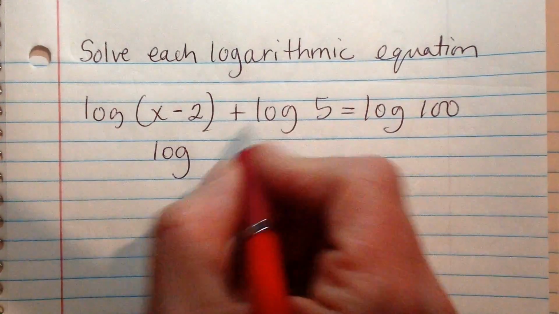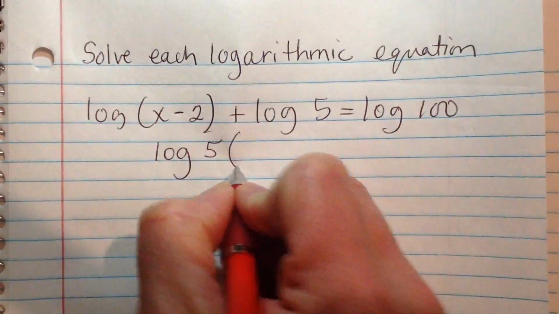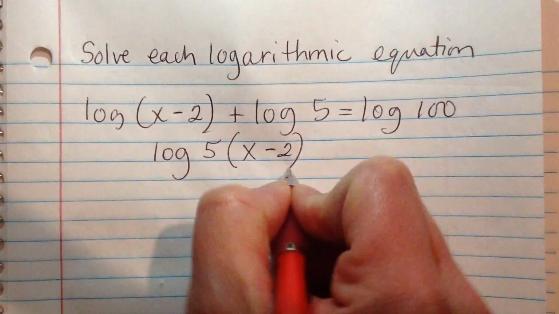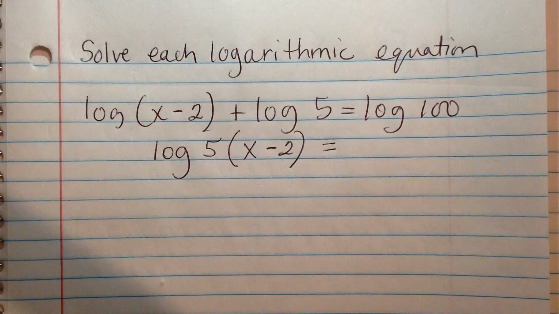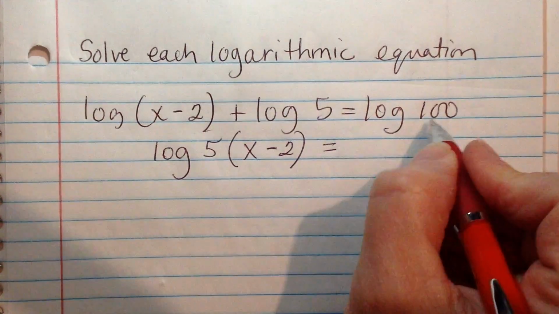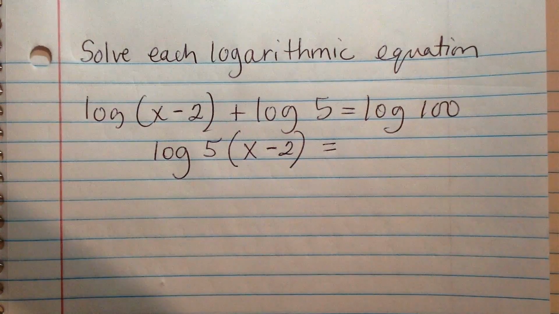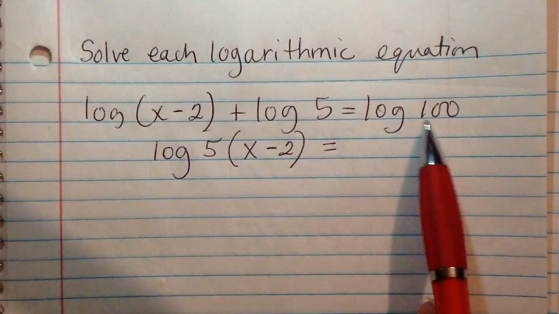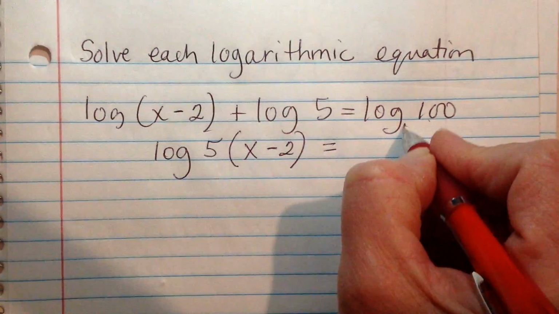So therefore, I have x minus 2 times 5. I'm going to put the 5 in front. X minus 2 equals 2. I could have put the 5 at the back. Equals log of 100. Now, I see that I can evaluate log 100. Log has an understood base 10.